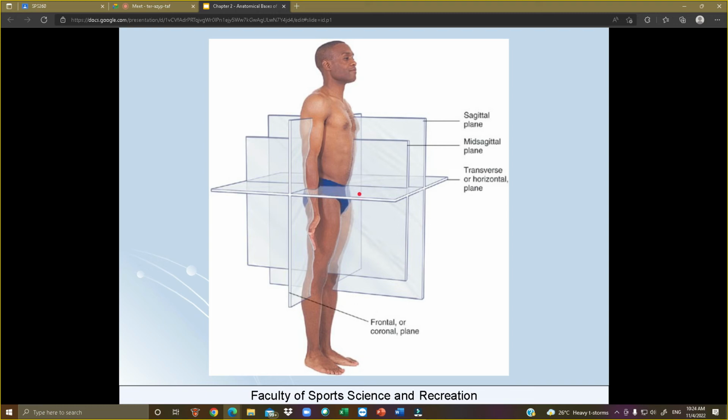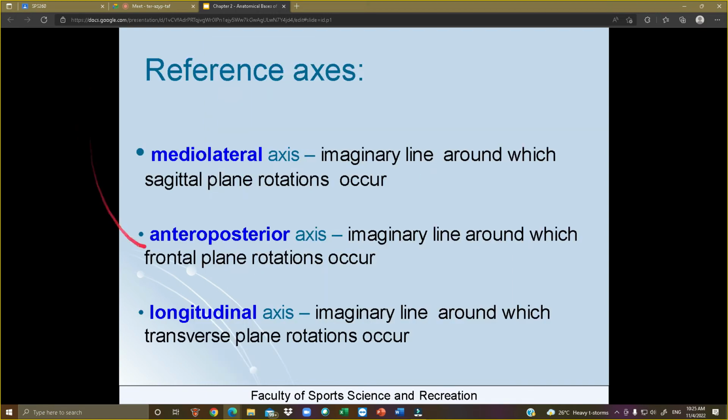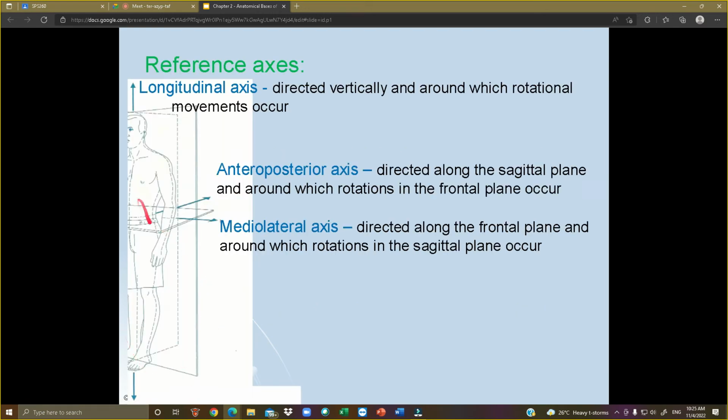And with the plane came axis. For transverse plane, we have longitudinal axis ataupun transverse axis, sama. For sagittal, we have mediolateral axis. And for frontal, we have antero-posterior axis. Tiga benda. Okay, ni axis. Imaginary line around which sagittal plane rotation occurs. Imaginary line around which frontal plane rotation occurs. And this one around transverse plane. Dia partner. Okay, ni contoh.